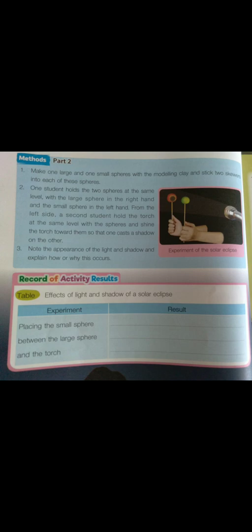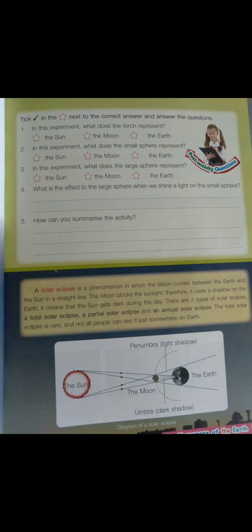Experiment result: placing the small sphere. What happened when we placed the small sphere between the large sphere and the torch? Tick in the next star. Now please open your book on page 95. After my video, I will send you the example. Page 95: tick in the star next to the correct answer and answer the questions.